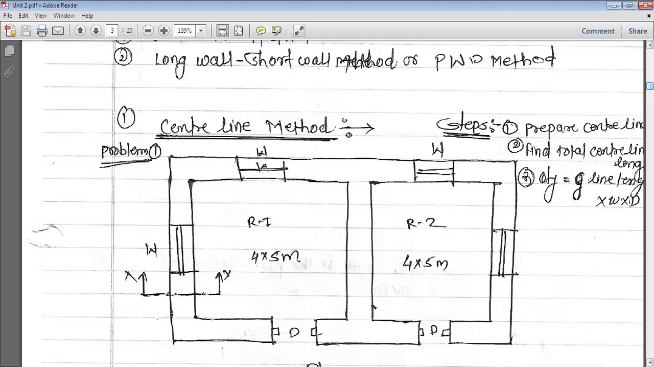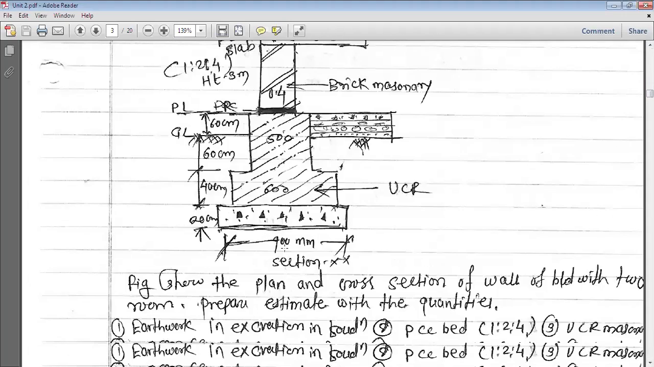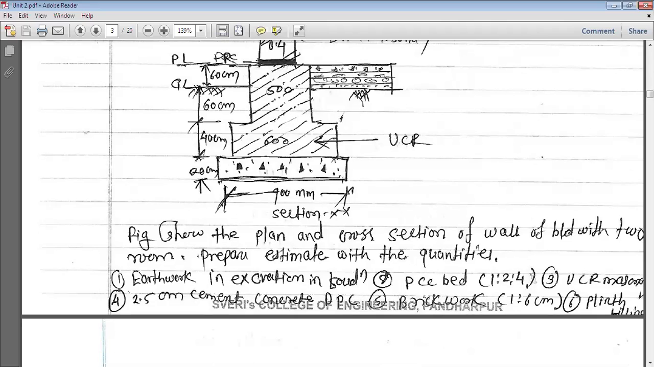As far as this problem is considered, we started by drawing the center line plan, and then we measured the center to center distance for this particular plan. Then we completed the task of determining the number of junctions. The number of junctions for this plan is 2, and we determined the center line length for each and every activity discussed in this problem.